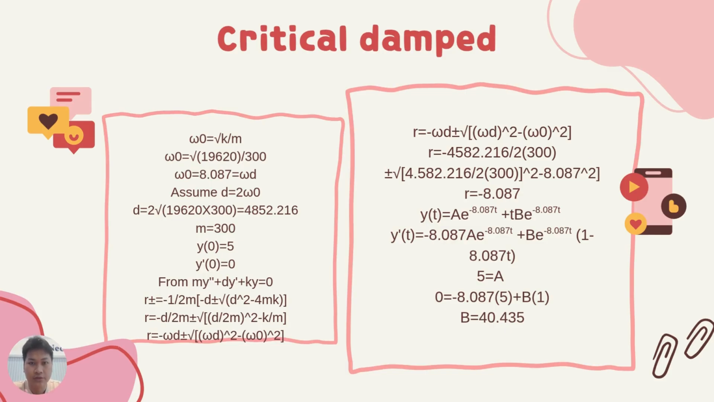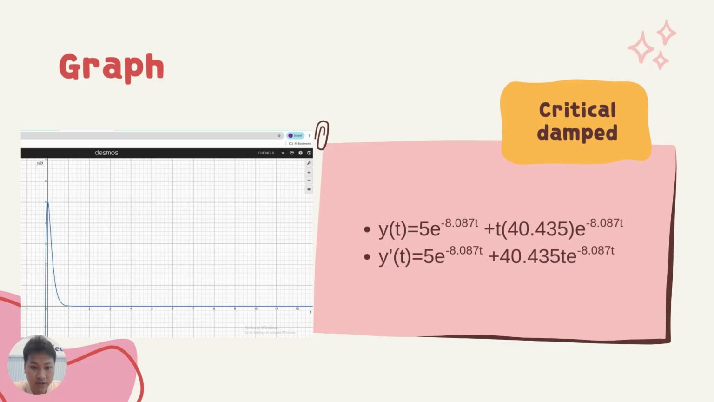Okay, so now we look at critical damping. For critical damping, we're using similar ways. We're finding the omega naught and then assume d equal to 2 omega naught. After that, we solve the differential equation m y double prime plus d y prime plus k y equal to 0. We will get r, r is equal to negative 8.087. Then we put into the equations y(t) and also y prime(t) to get A equal to 5 and B equal to 40.435.